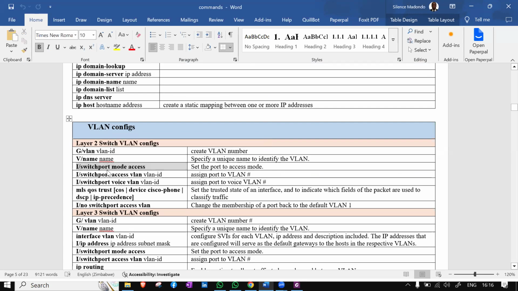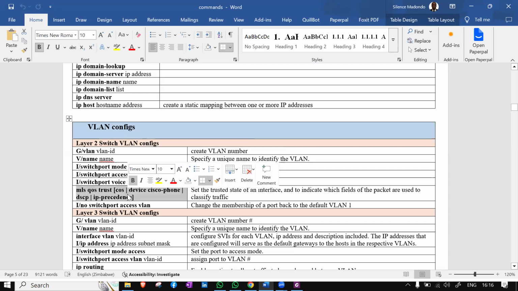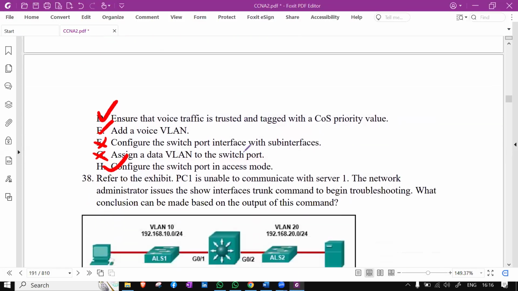We needed to add the voice VLAN. This is how we add the voice VLAN. This is how we enter the access mode. And this is how we assign the port to the voice VLAN. This is how we set the trust settings. And basically that's it. I think those were the four things that were being asked.